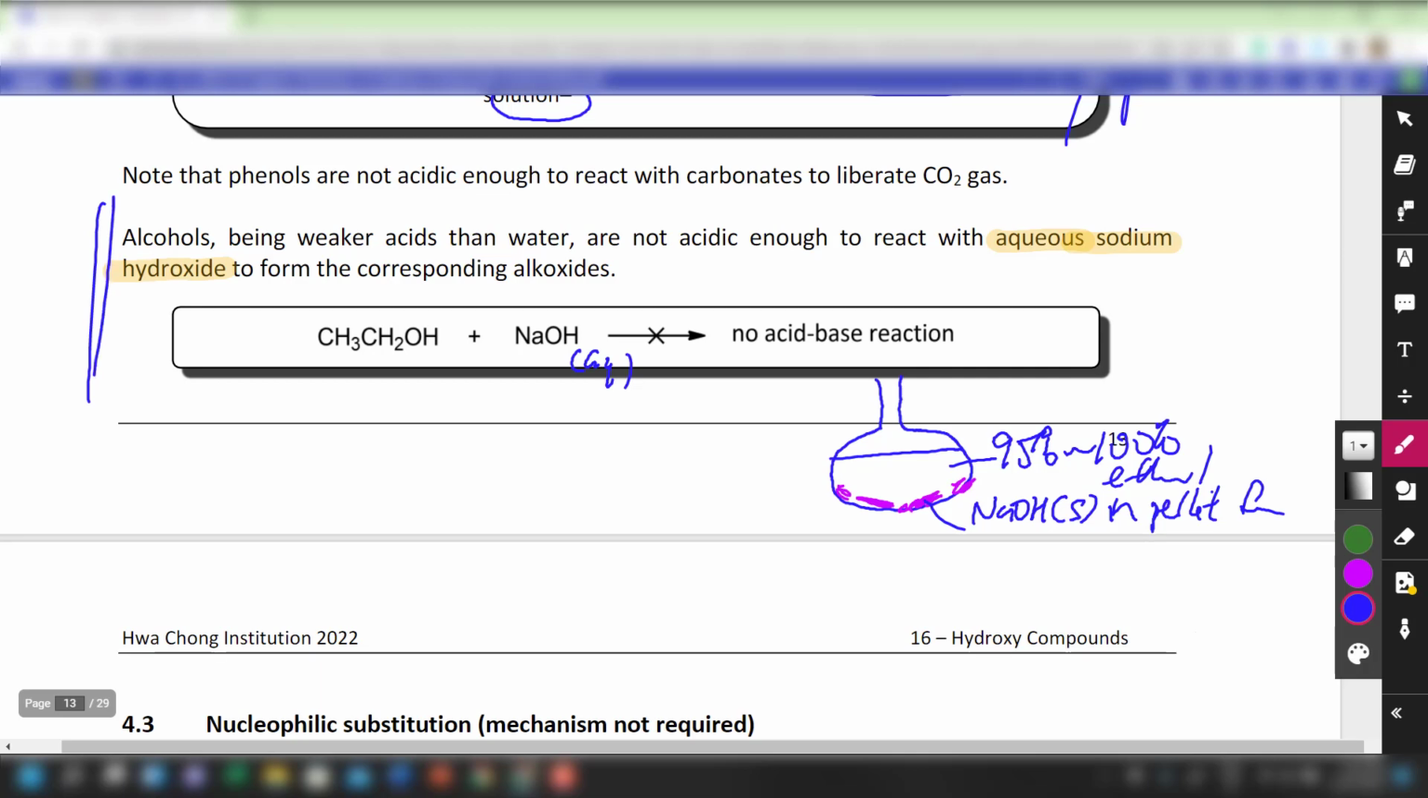What they are trying to say here is that if I just have some alcohol, ethanol, and I pour a normal concentration of sodium hydroxide into it, I'm not going to expect any acid-base reaction. But if I use close to 100% ethanol, let's say 90-95%, and I put in pellets or solid sodium hydroxide or potassium hydroxide, I will expect a reaction to take place. An acid-metal reaction will take place.